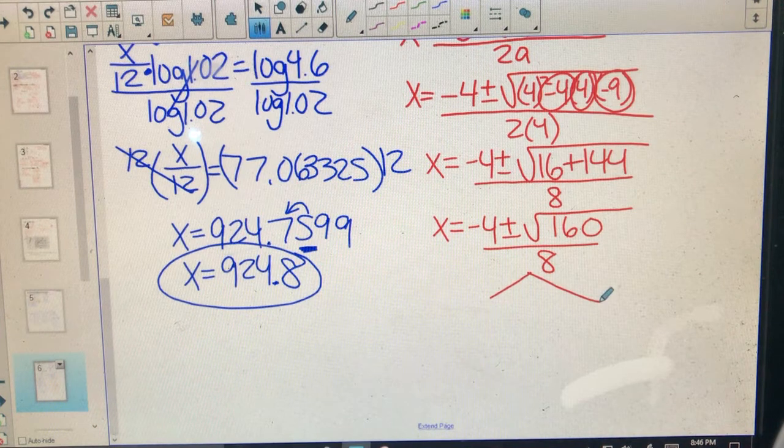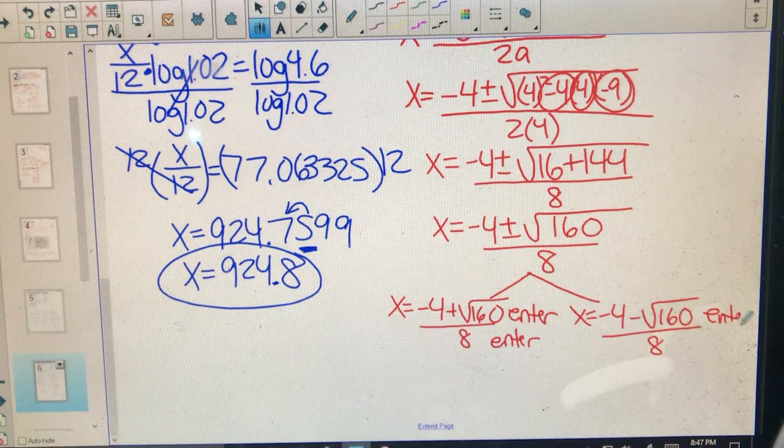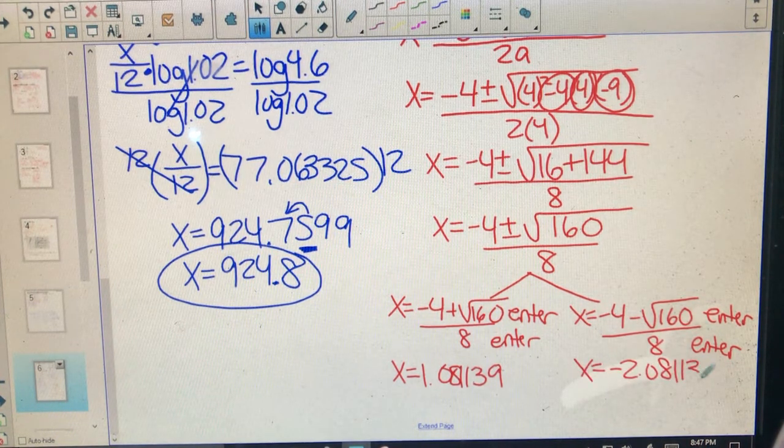Here is where you split it up. First you're going to plug in negative 4 plus radical 160 over 8. Then you're going to type in negative 4 minus radical 160, the square root of 160 over 8. And remember, you type the top in, then press enter, then divided by 8, enter. Same over here. Type in the top, enter, then divided by 8, enter. And here are the 2 decimals that you should get when you plug them in. First is 1.081139. And your next one is negative 2.081139.